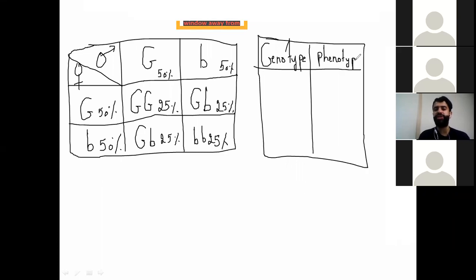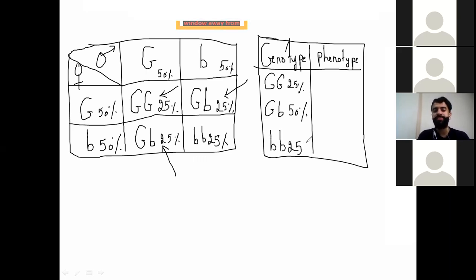What are the different genotypes, Yasmina? Genotypes. Yes. First one we have GG. Percentage? It's 25%. The second genotype is GB. How many GBs do we have? We have two. We have this one and we have this one. So it will be what? 25 plus 25, it's 50%. And the last one, it's BB, 25%.